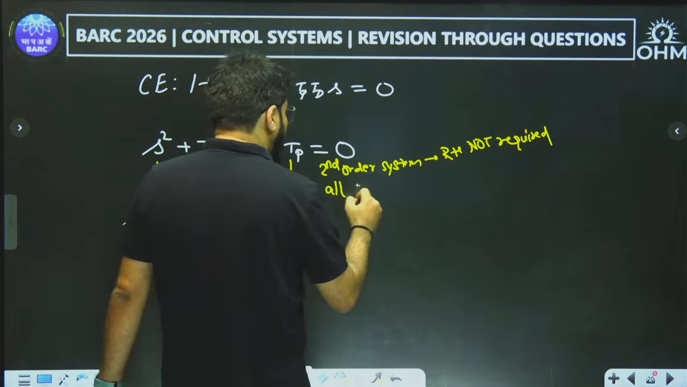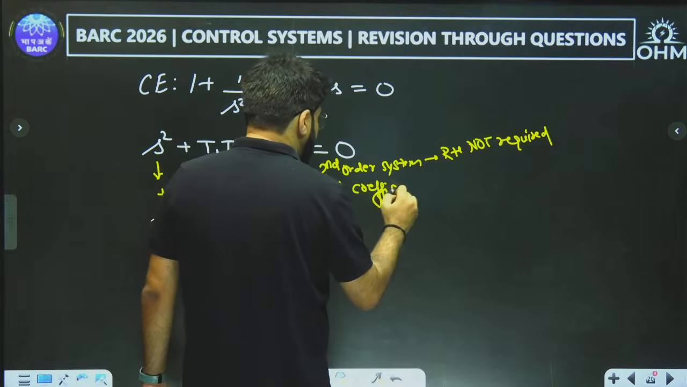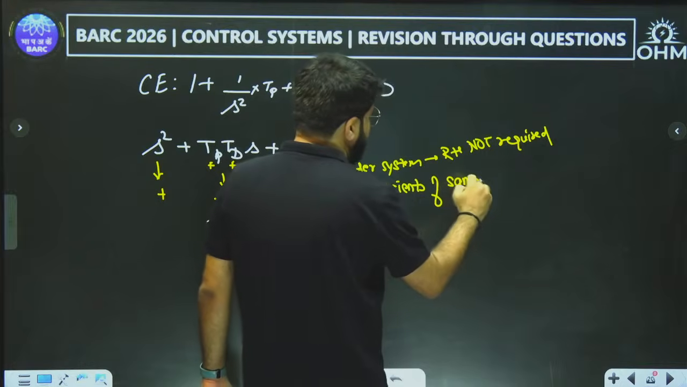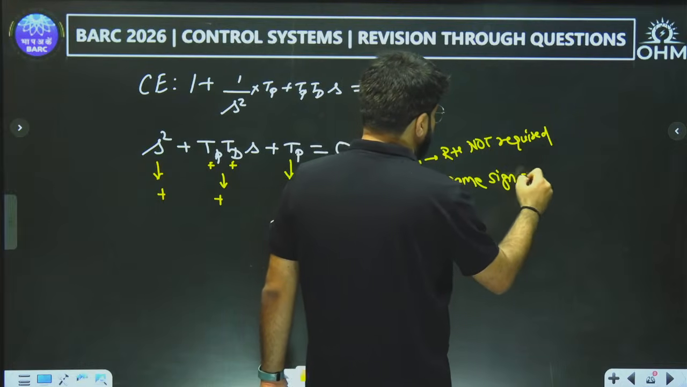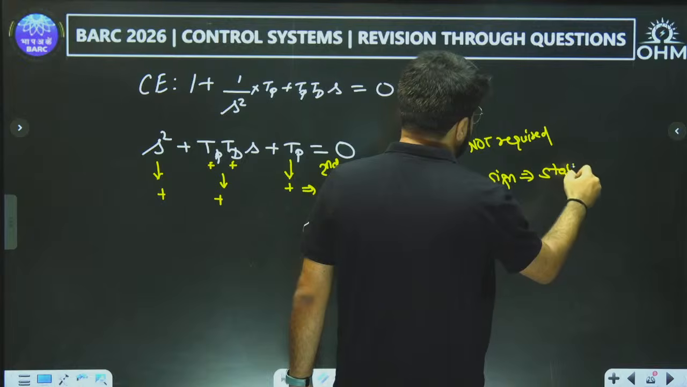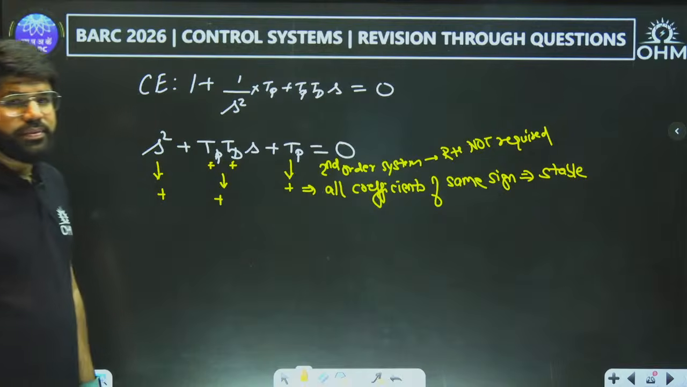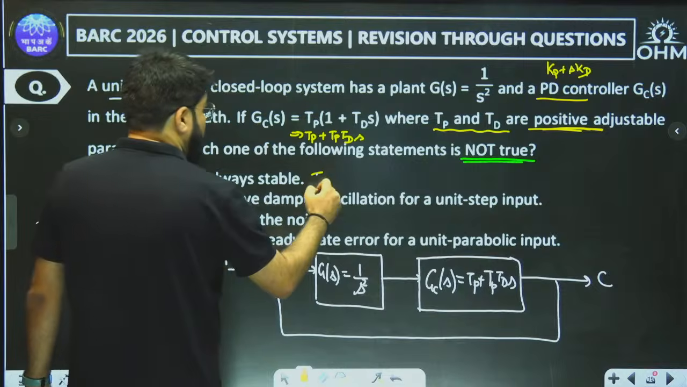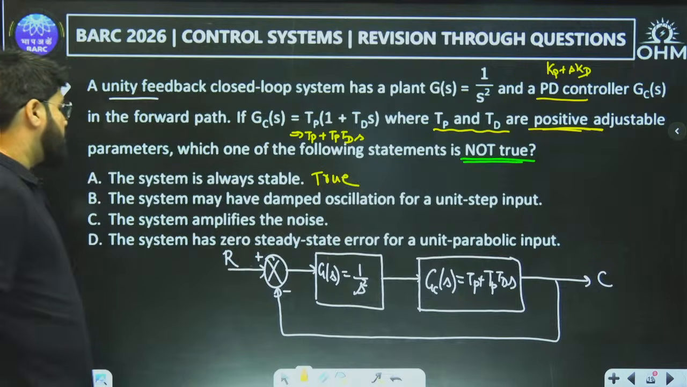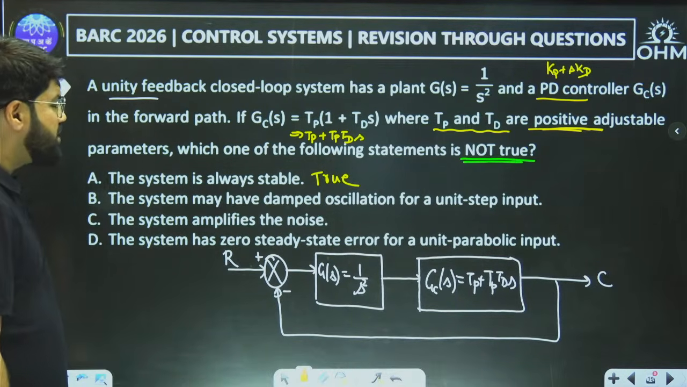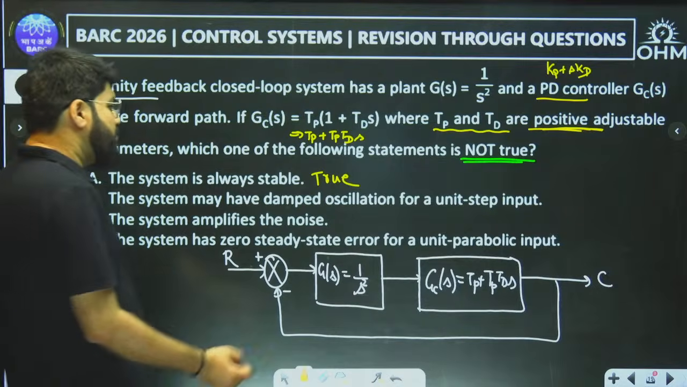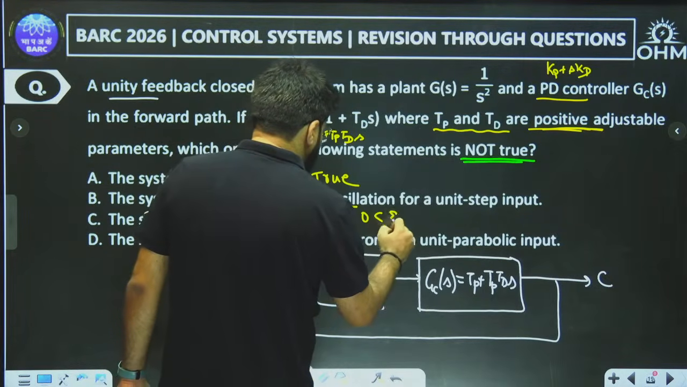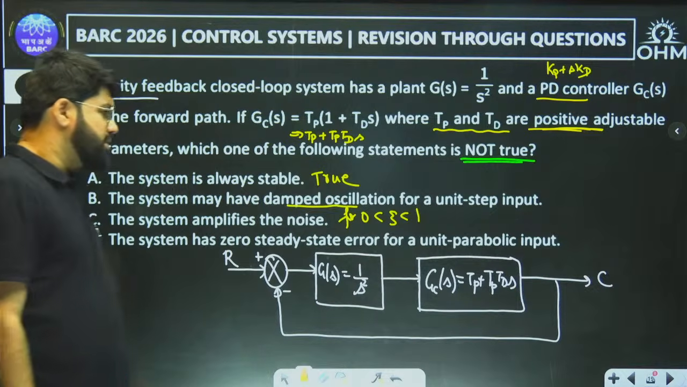Now, all coefficients being of the same sign is what is required for a second order system. If all coefficients are of the same sign, the system will be 100% stable. Both the roots will be in the LHP. The system is stable, true. But I want a not true option, a false option. The system may have damped oscillation. Yes. See, what is damped oscillation? Damped oscillation comes for zeta between 0 to 1, an underdamped system.